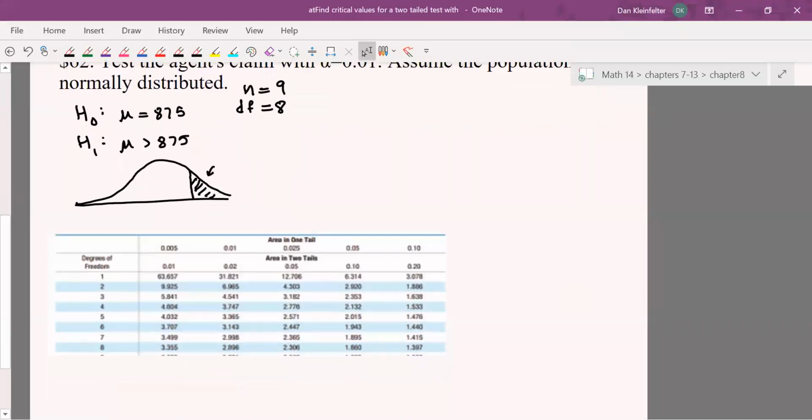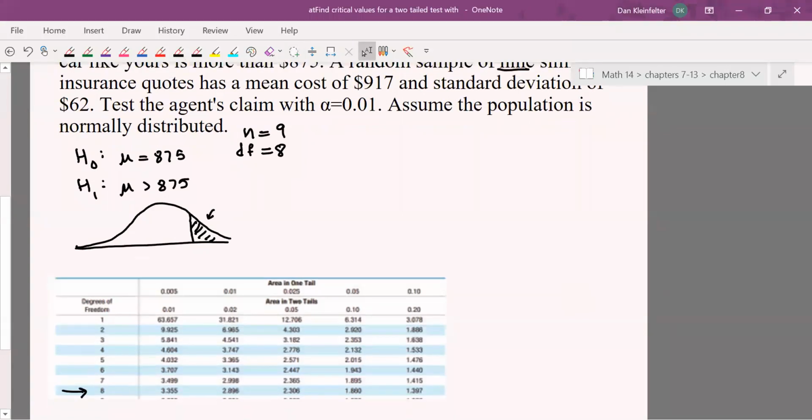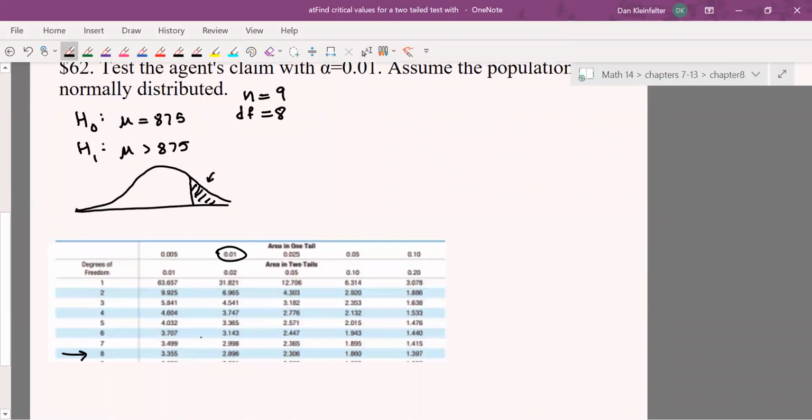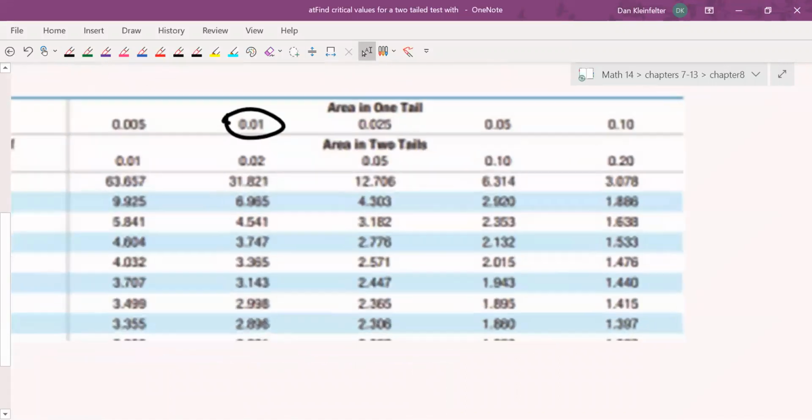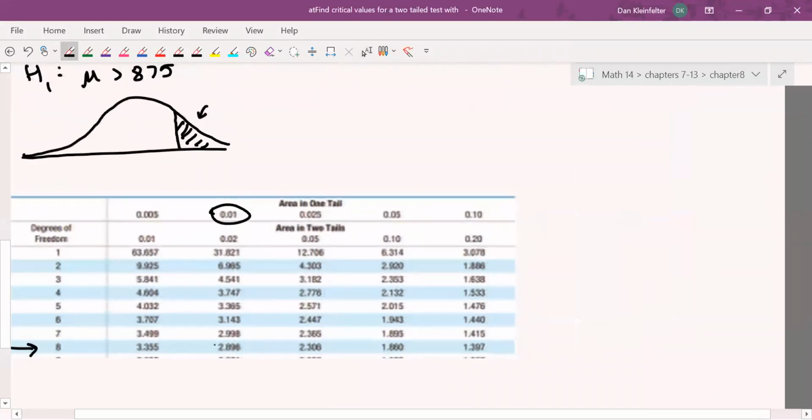All right, so with the degrees of freedom of 8, we'll be in row 8 of our t-table. We're doing a one-tailed test with an alpha of 0.01. So one tail, 0.01, that will be column 2. So where those meet is 2.896.